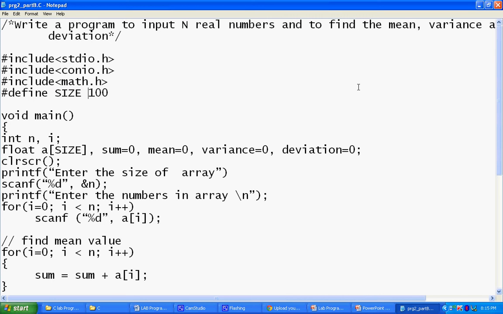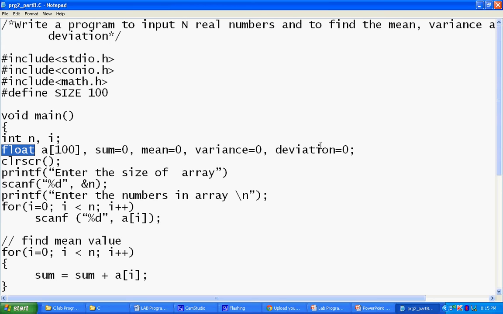In the main function, I am taking an array. If you check, size is there, the constant, so the value 100 is going to be replaced here. Meaning the size of the array is going to be 100. Then I am taking some more variables: sum, mean, variance and deviation. All values I am initializing with 0. And remember, all variables are of floating point type.